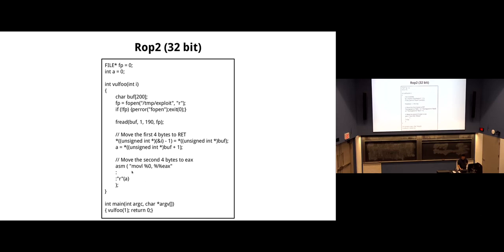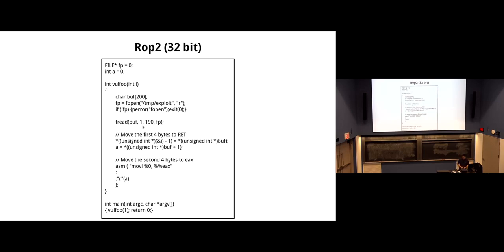Then inside vol_foo, there is a local variable buffer, 200 bytes. Then vol_foo opens a file, which is temp exploit, which means this one doesn't take input from stdin. You need to put your exploit into this temp file. After that, it will read 190 bytes. So at least here, we don't have any buffer overflow, right? We don't have any buffer overflow here.